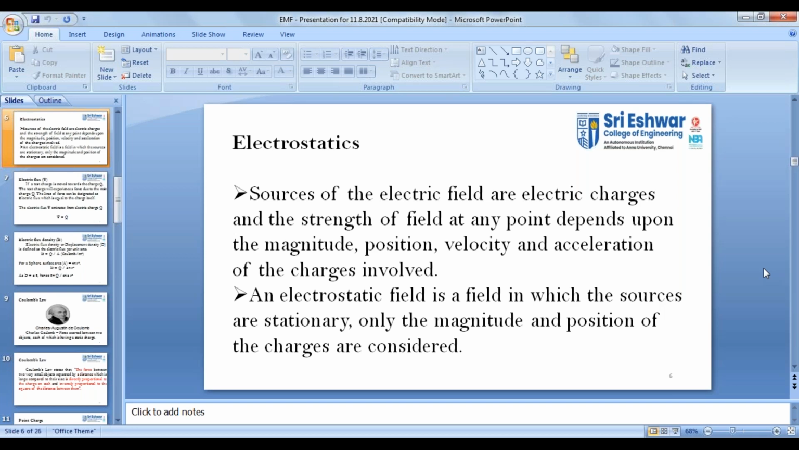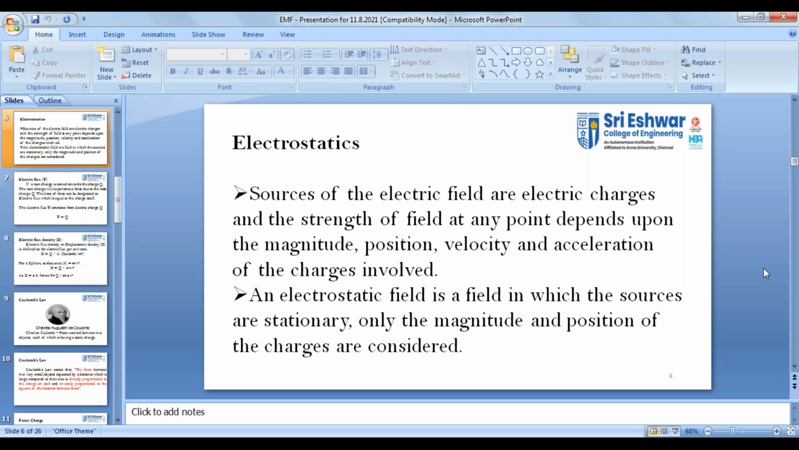An electrostatic field is a field, this is the definition for electrostatic field, in which the sources are stationary. Electrostatics means sources are stationary, only the magnitude and position of the charges will be considered. What is the value of the charge and where it is placed in space, those things will be considered for electrostatic fields. The only thing is that the charges, or sources, will be stationary here. You have to understand this.